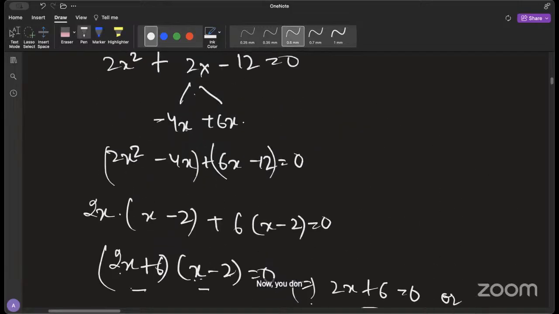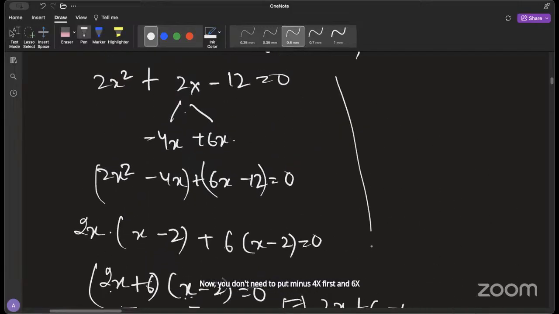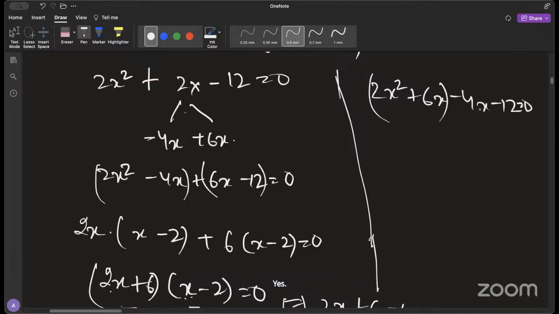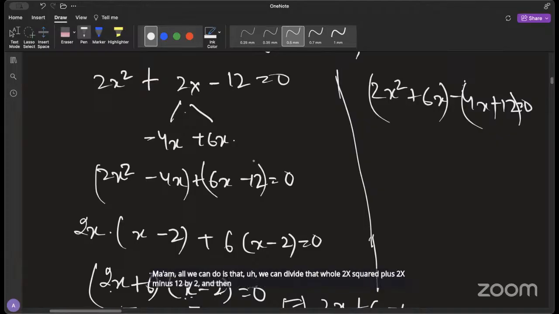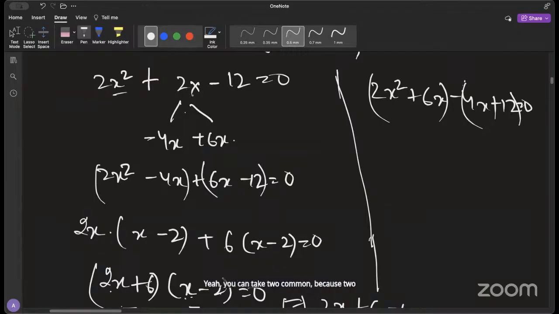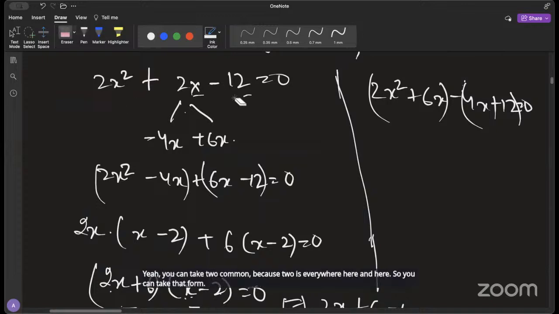Now you don't need to put minus 4x first and 6x. The other way could be, you can do 2x squared plus 6x minus 4x minus 12. That works too. Then you club these two together. Or what we can do is divide that whole 2x squared plus 2x minus 12 by 2, and then the answer would be x squared plus x minus 6, and then we could simplify. You can do that too. Yeah, you can take 2 common because 2 is everywhere, here, here, and here. So you can take that common too.